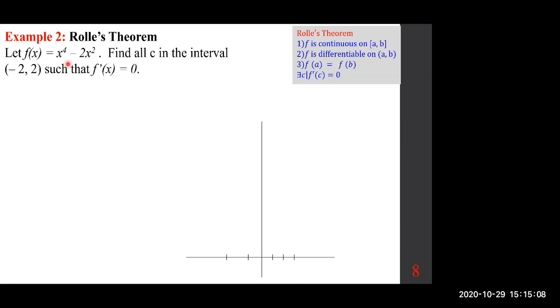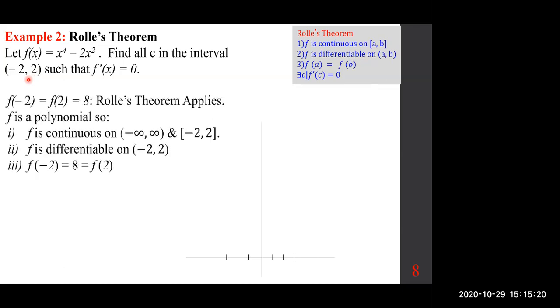So for Rolle's theorem, the first part is working: continuous and differentiable from negative 2 to 2. Now, f of a equals f of b. Let's evaluate at negative 2 and 2. When we evaluate them, you have to show what it's equal to. If you just say it's equal to 8, that's fine, as long as you've come up with that. So the first one works.